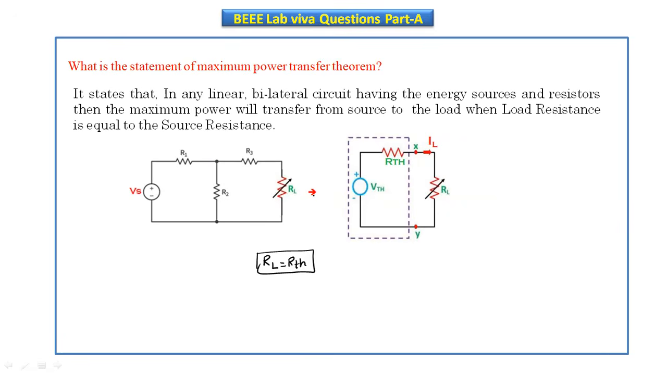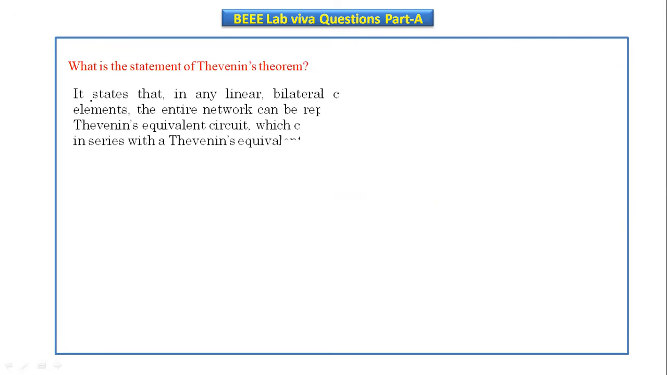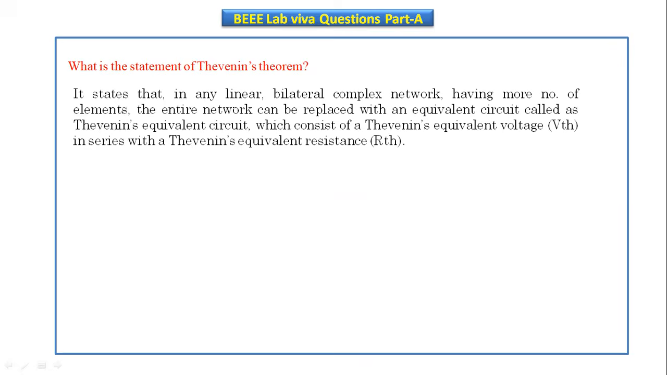To find the maximum power transfer, first we need to find out the Thevenin's equivalent voltage and the Thevenin's equivalent resistance. After that, when these both are equal, then the maximum power will transfer. Next, what is the statement of Thevenin's theorem? It states that in any linear bilateral complex network having many elements, the entire network can be replaced with an equivalent circuit called a Thevenin's equivalent circuit, which consists of Thevenin's equivalent voltage source VTH in series with the Thevenin's equivalent resistance RTH.